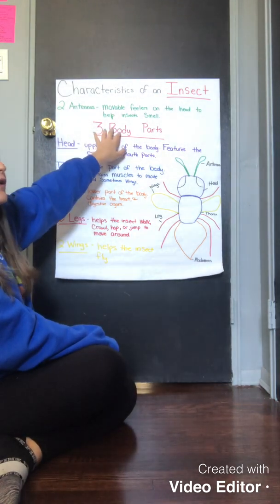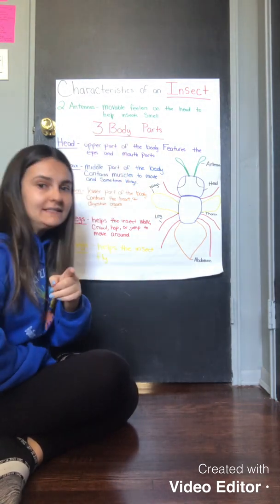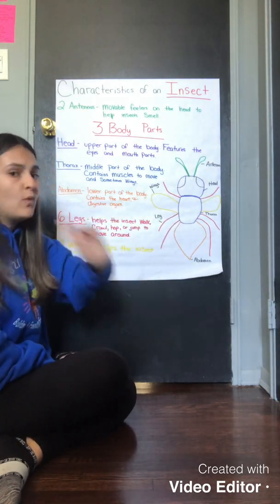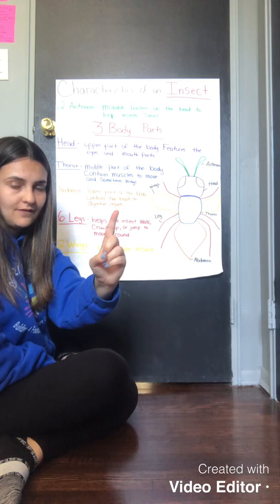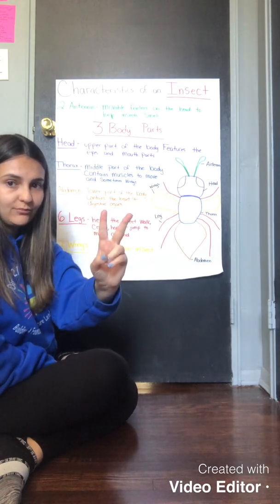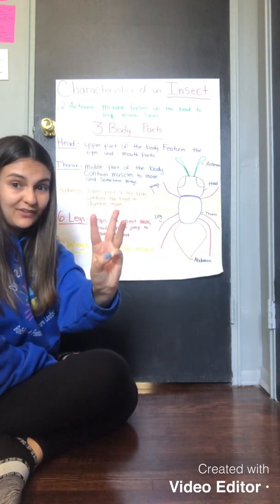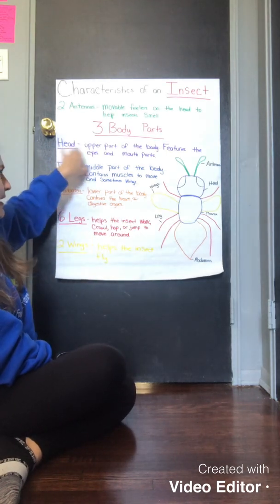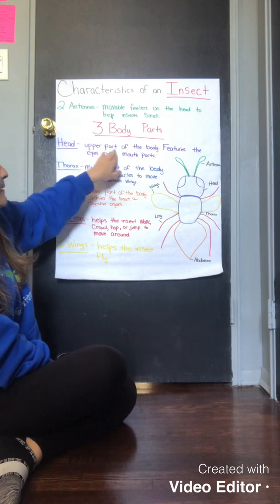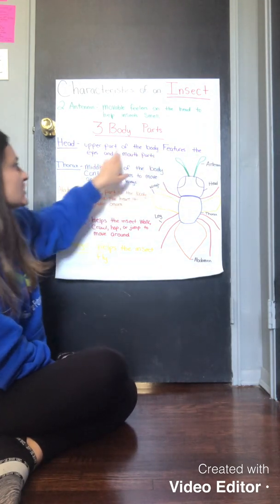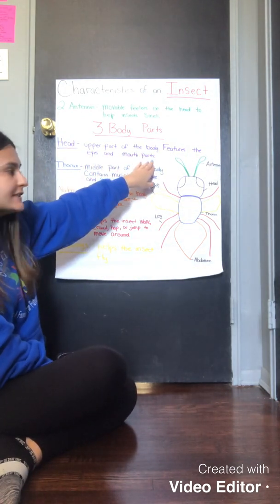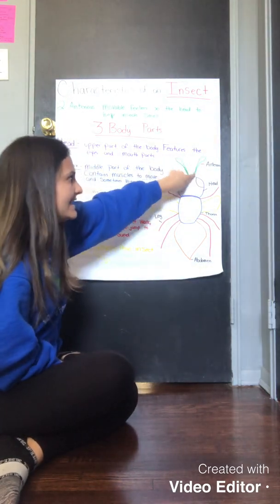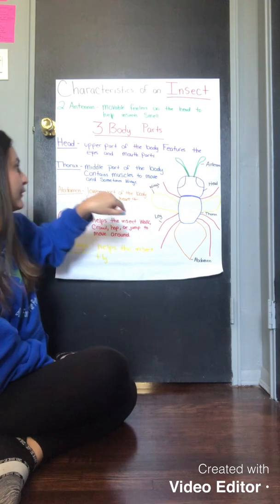Then we have 3 body parts. I'm going to see if you can name them before I remind you. So there's 1, 2, 3. What are the names of 1? What's the name of 2? What's the name of 3? Okay, so the first body part is the head. Upper part of the body, and it features eyes and mouth parts. That's where the insect eats. And it has antennas so they can smell their food.